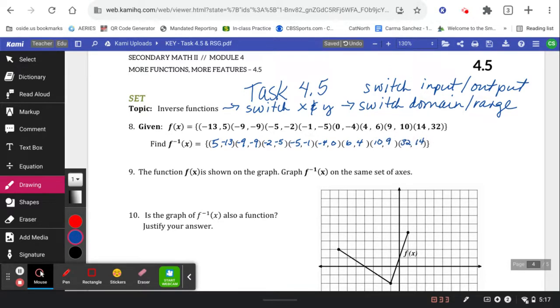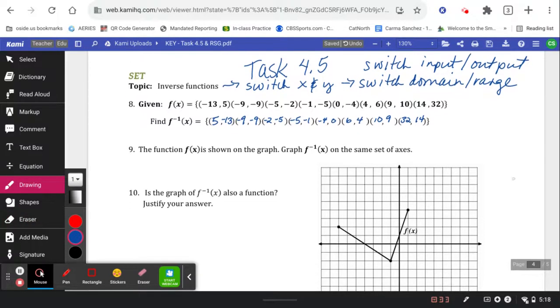So you're telling me, Ms. Sanchez, that if I have a list of ordered pairs, I just have to flip those to get the inverse? Yep. And we practiced in class on how to say this right here. This is called f of negative 1 of x. Repeat after me. F of negative 1 of x. Good job.